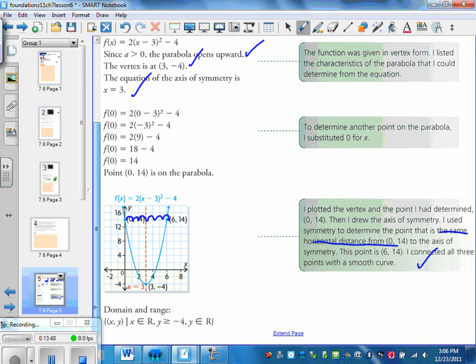Let's look at how we did our domain and range. All x, such that x is a member of the real numbers, we did that. Y is greater than or equal to negative 4. Wow. Fabulous. We are doing great.